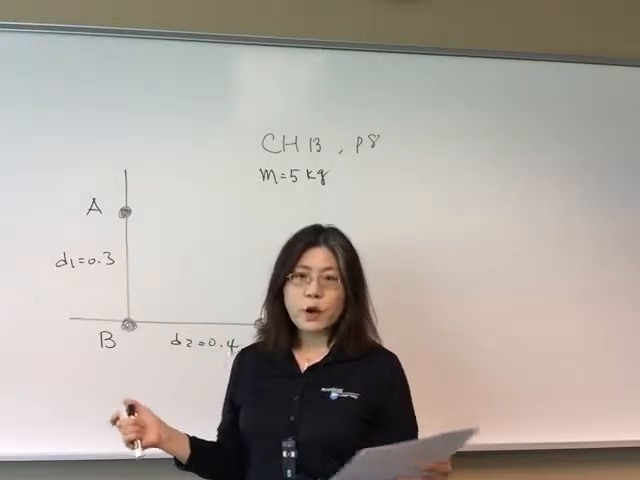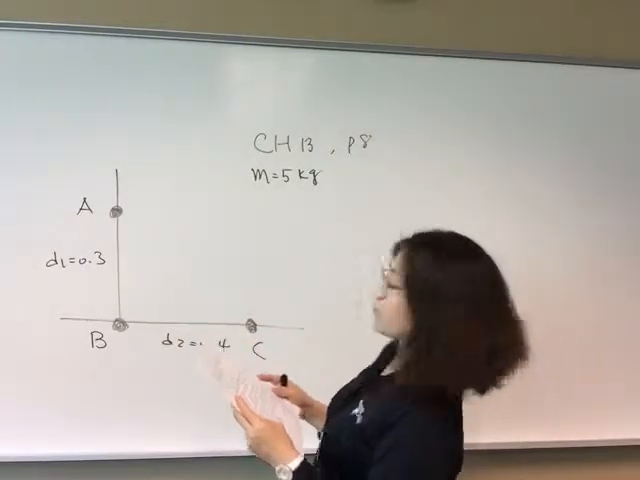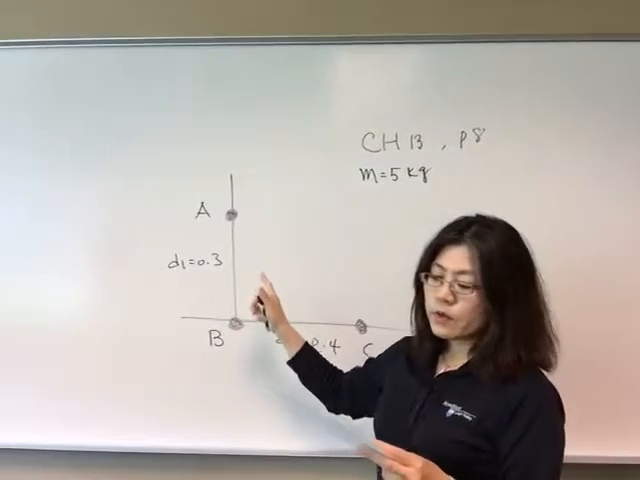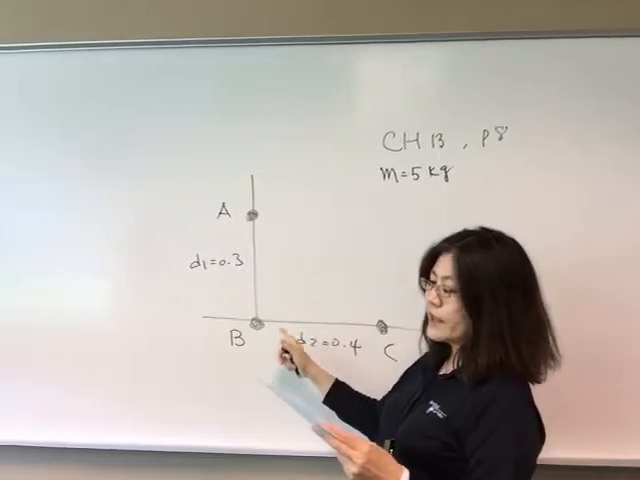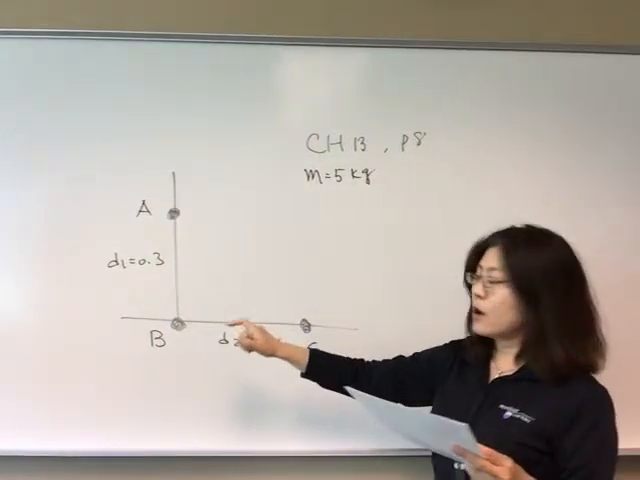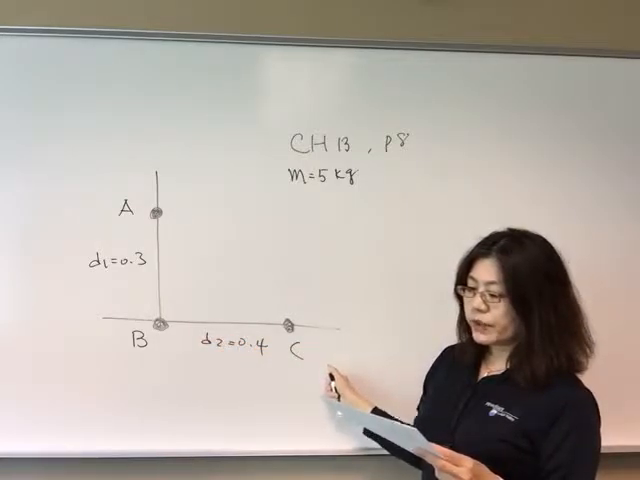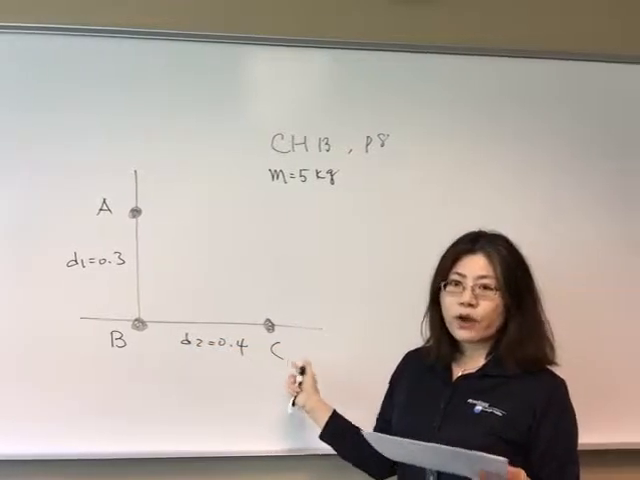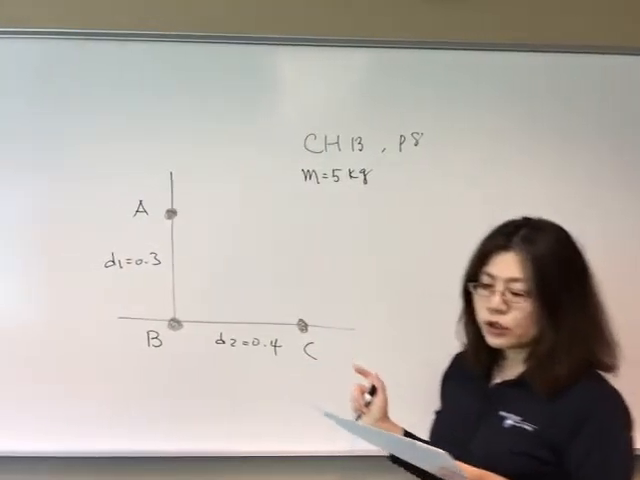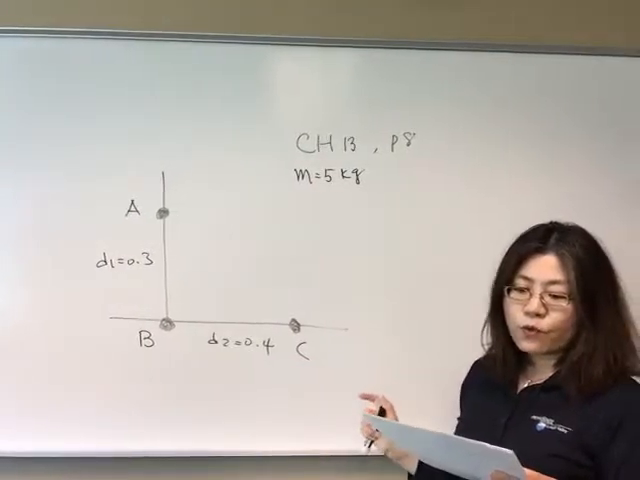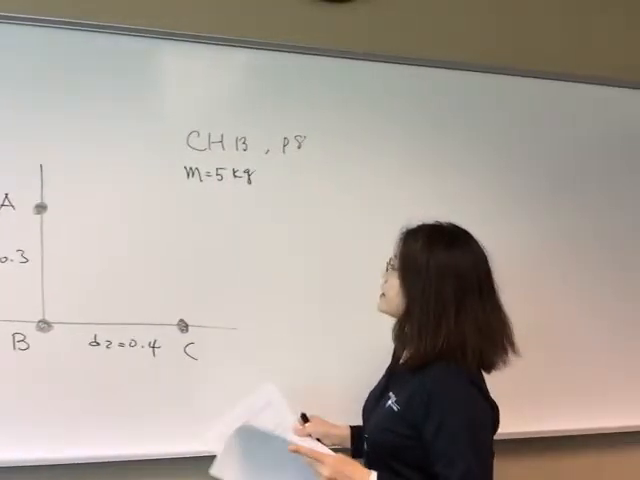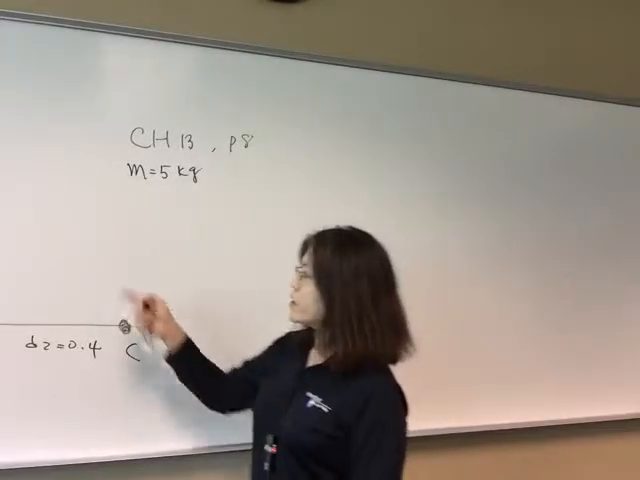Okay, so we're going to do problem 8 from chapter 13. In this diagram, it shows that there are three 5-kilogram spheres located at a distance. So this is located at 0.3 meters above particle B, and this is particle C that is located 0.4 meters away from particle B. Now, what are the magnitude and direction of the net gravitational force on particle B due to spheres A and C? Okay, so this is a very typical problem.